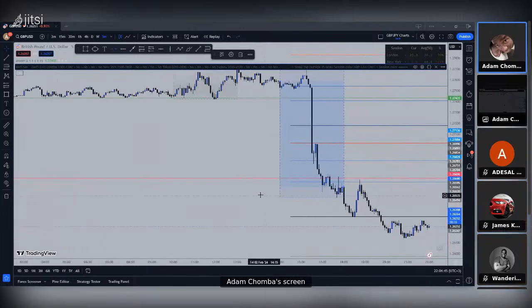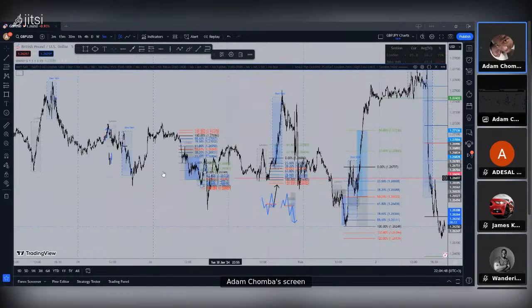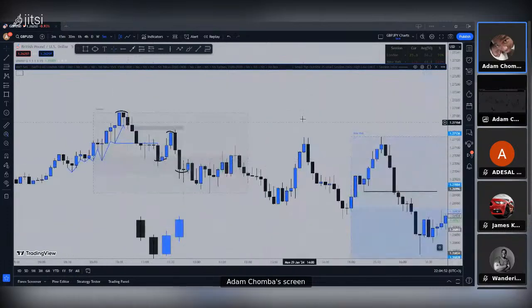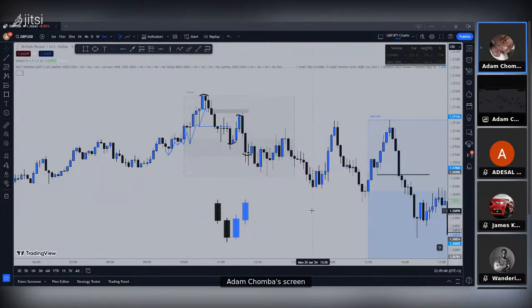So that's the overall understanding. And of course, we'll talk about it more. You'll look at it, you'll find it, you'll see it happening more and more. And then you're able to make decisions based on that swing point.